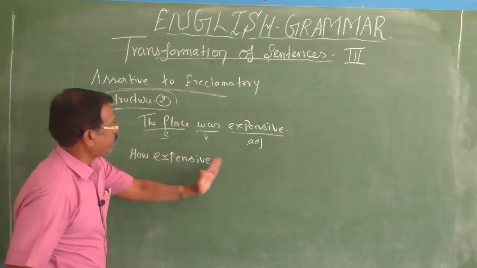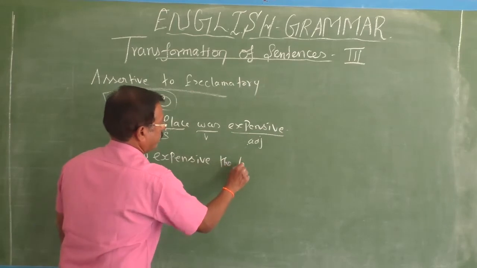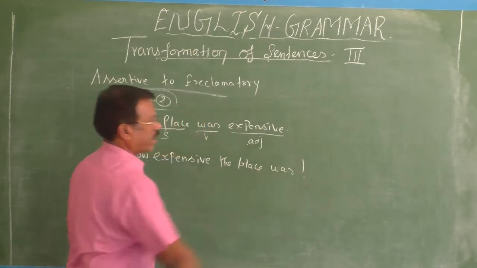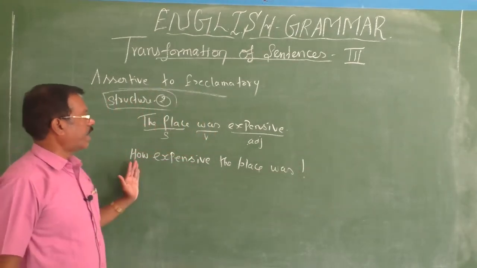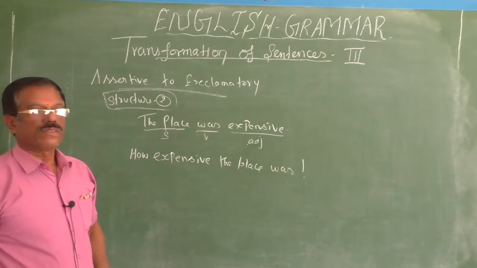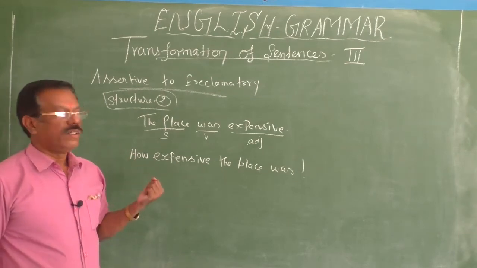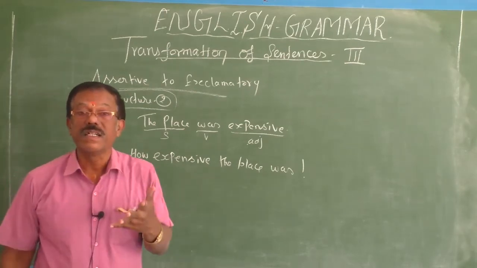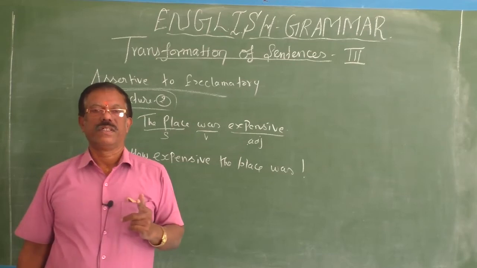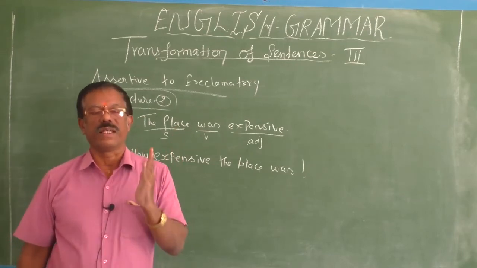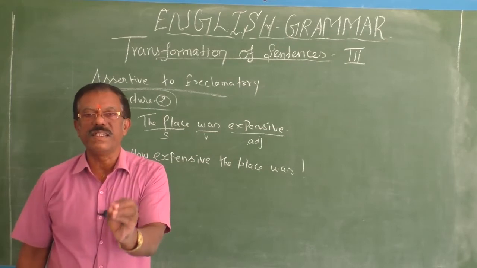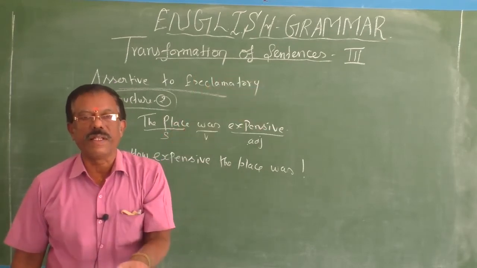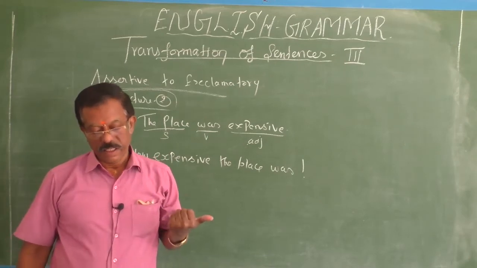Then you have to bring the subject here. How expensive the place. Then what's next? Be verb, was. Then what is next? Exclamation mark. Yeah. Now you got an exclamatory sentence: How expensive the place was! So with least effort, you have easily transformed the given assertive sentence to exclamatory. This is possible because you know the rules. That is important. If you follow the given rules, then you can easily change any type of assertive sentence into an exclamatory sentence without committing any grammatical mistakes.